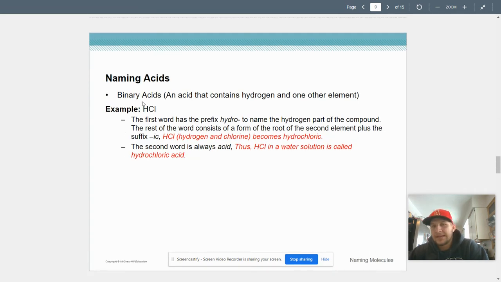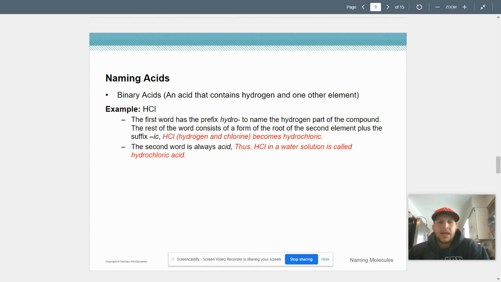Now, naming acids. This is where lots of people tend to get confused with some of these prefixes and suffixes that we're going to deal with. So a binary acid is an acid that contains hydrogen and one other element. The example that we use here is hydrochloric acid, HCl. Binary acid, it's only made up of hydrogen and one other thing, so there's 2.